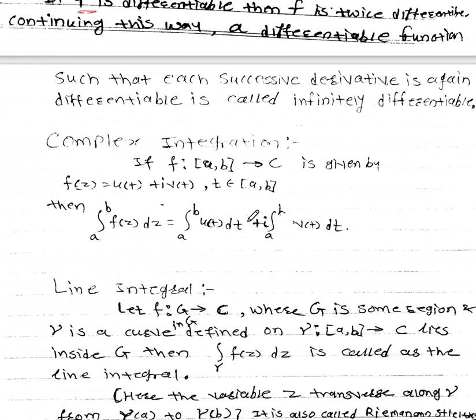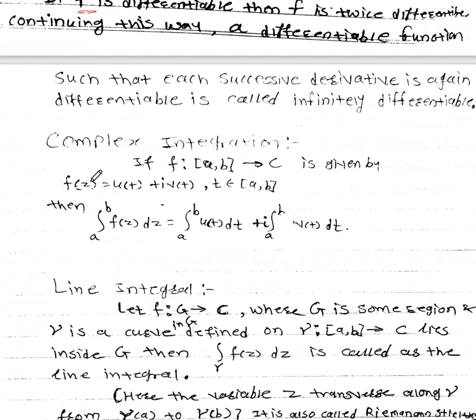Okay, so we know how many numbers there are in this universe: 0, 1, 2, 3, 4, 5, 6 and so on. There are infinite numbers. So in this way we can differentiate. If the function is differentiable, then we can differentiate infinitely. So that function is called an infinitely differentiable function, if the function is differentiable at all.